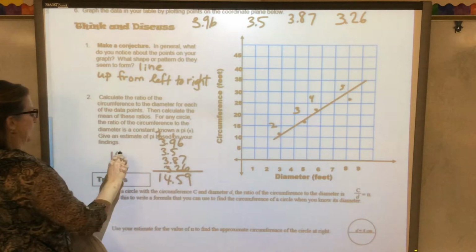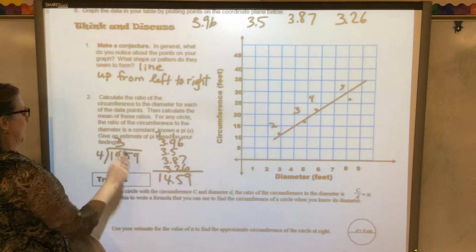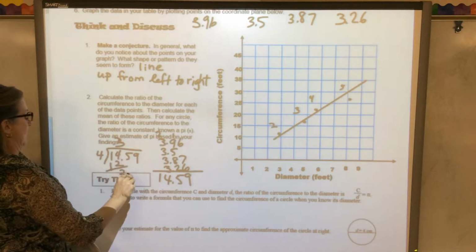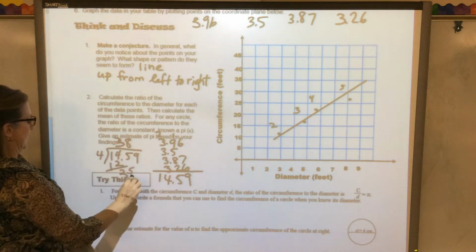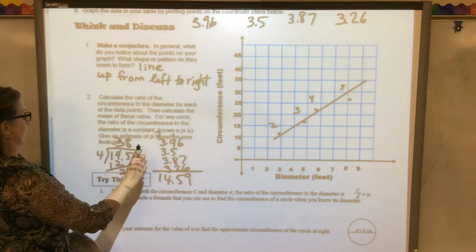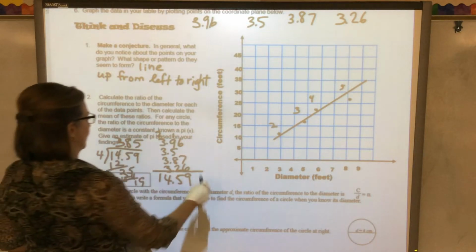So we're going to take 14.59, divide it by 4, and that's going to be 3.85, so that's about almost 4. So 3.85 is our average.